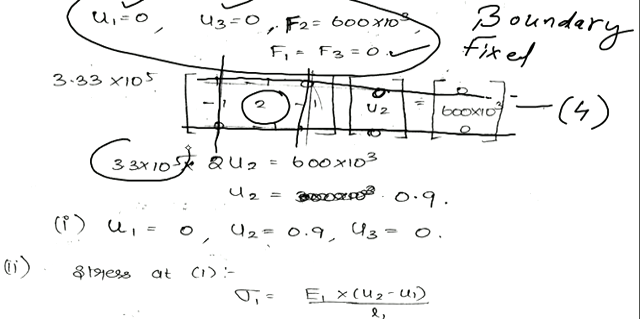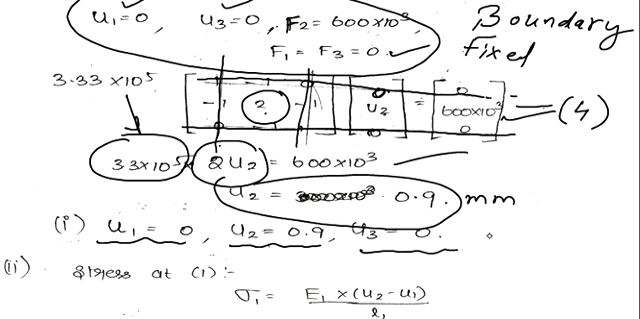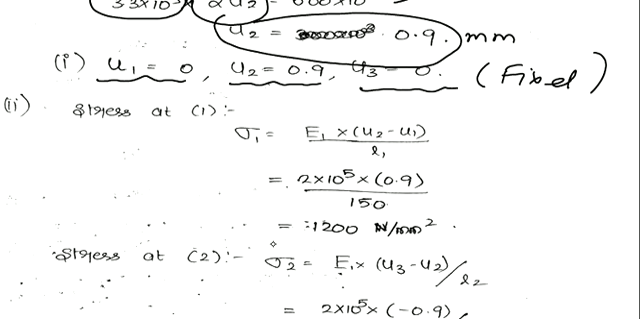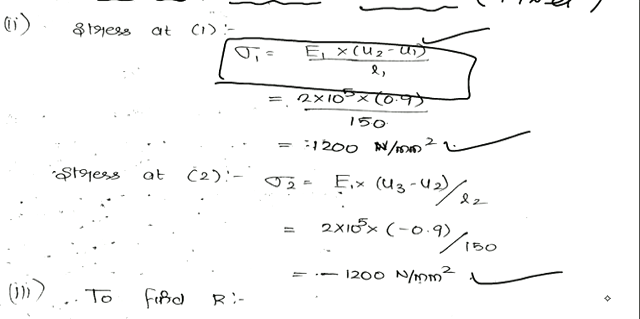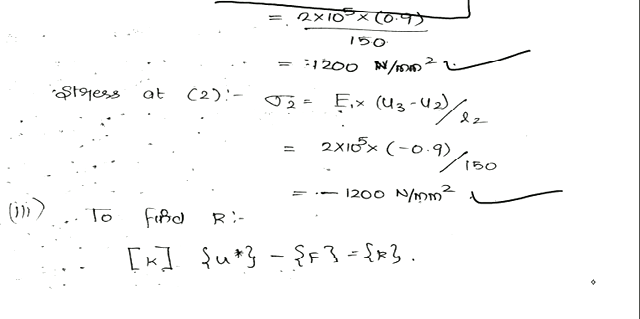So you know u1 is 0, now u2 is 0.9, u3 is also 0 because u1 and u3 are fixed. After that you can go for calculating the stresses. Same formula, just substitute the unknown displacement in the equation, so that you get the stress at element 1 and the stress at element 2 also. Then, coming to the reaction forces, same formula: K into U minus F is equal to R.